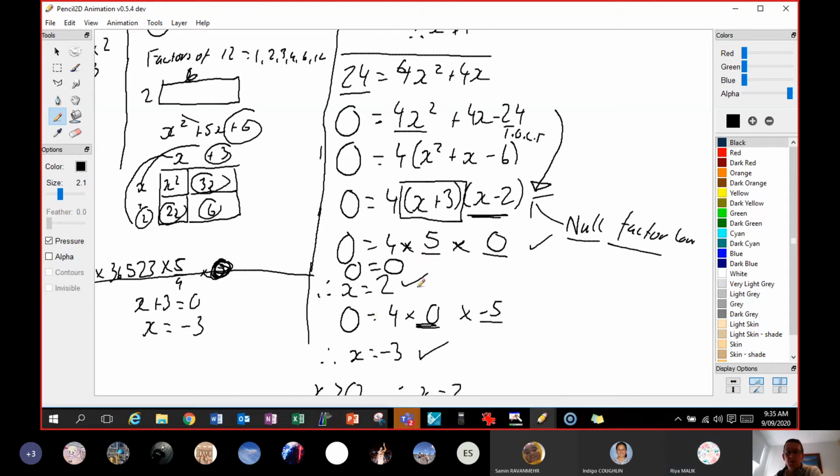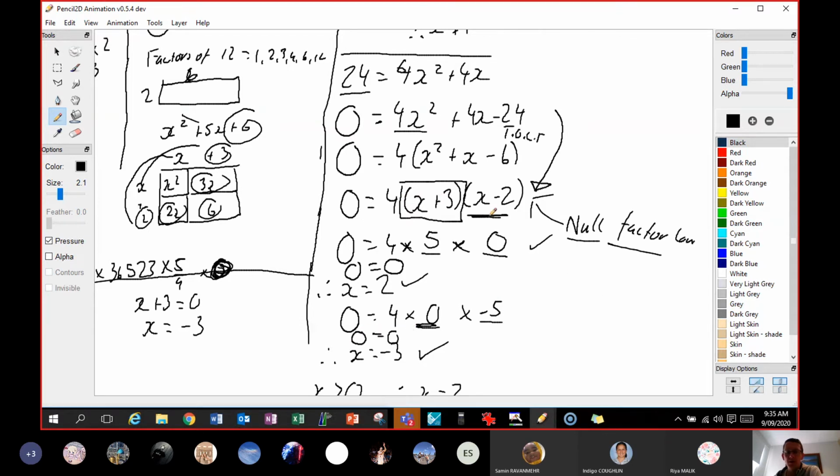So over here, another possible solution is, what about this factor? What could you make to make this null? What would you have to make x equal? Right, so x equals negative 3. If you substitute x equals negative 3, that's going to be 4 times 0 times negative 5, and that is going to be true.